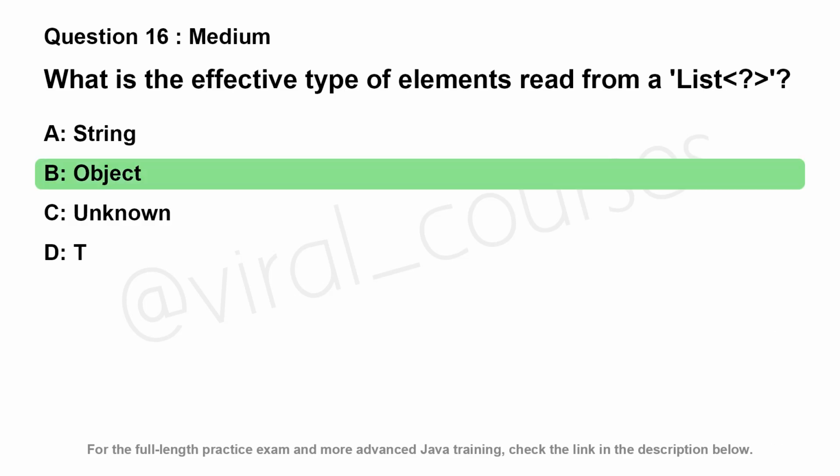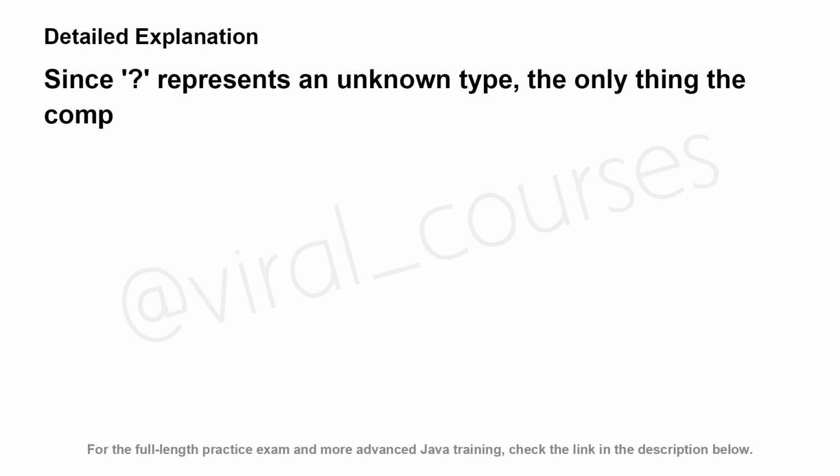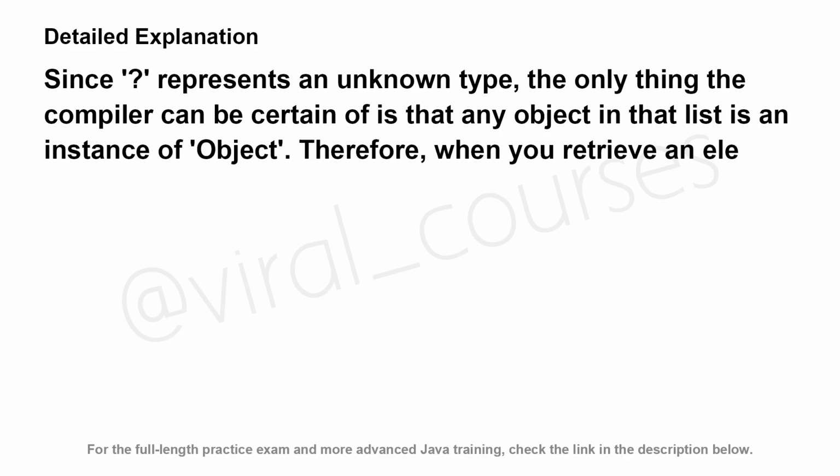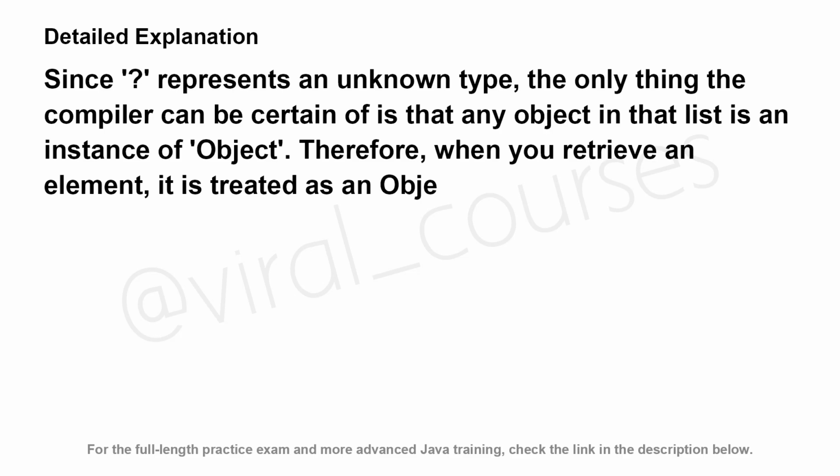The correct answer is B. Since ? represents an unknown type, the only thing the compiler can be certain of is that any object in that list is an instance of Object. Therefore, when you retrieve an element, it is treated as an Object.